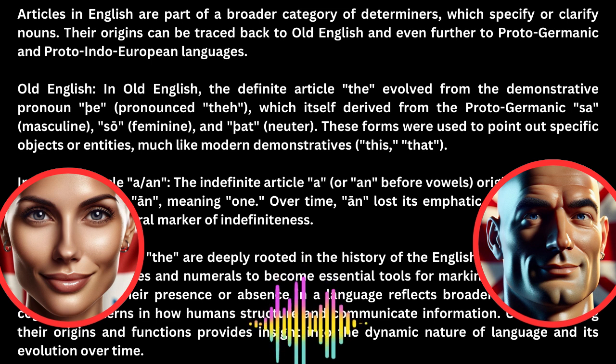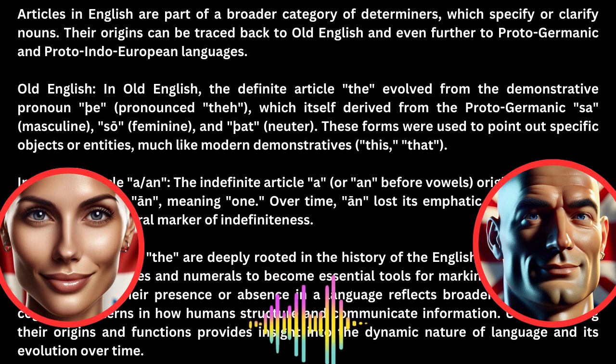Okay, so as a fellow linguist myself, I have to ask, what's so fascinating about A and the? We learn them in elementary school, right? Like basic grammar. We do, but the fascinating part is how much they can reveal about the evolution of language and how we organize information.